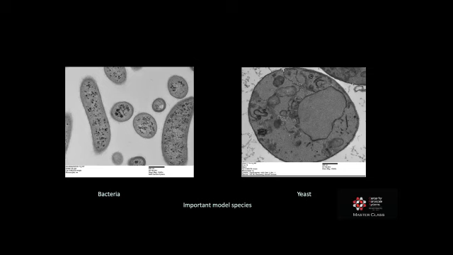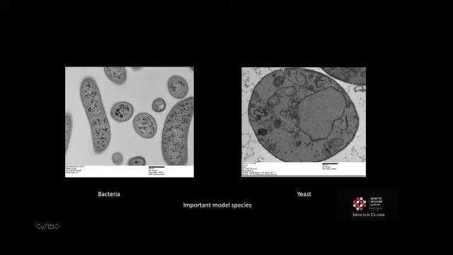We also have an opportunity to look at important model species. We have our bacteria here. Now when we've prepared the sample this way, we see that this bacteria does not have a ruffled, convoluted surface, but it is smooth.